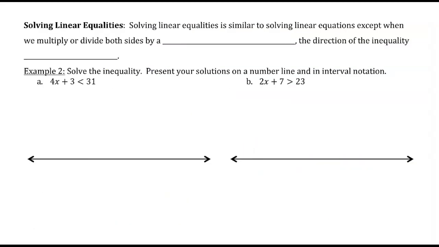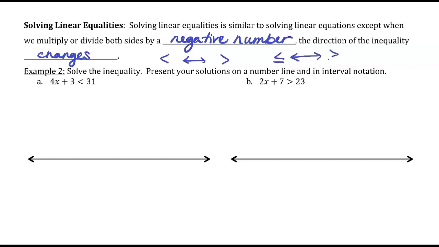Let's talk a little bit about what it means to solve a linear inequality. Solving linear inequalities is very much the same as solving linear equations like we've been doing in previous sections. The only difference is that when we multiply or divide both sides by a negative number, the direction of the inequality changes. That is, if you have a less than symbol, it needs to be swapped out for a greater than symbol. If you have a less than or equal to symbol, it needs to be swapped out for a greater than or equal to symbol. Multiply or divide by a negative, flip the sign.